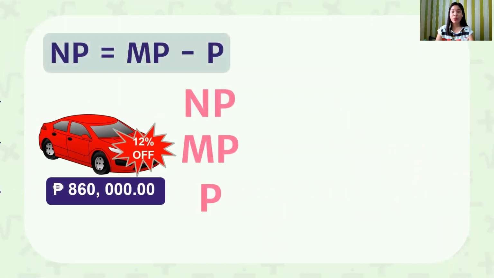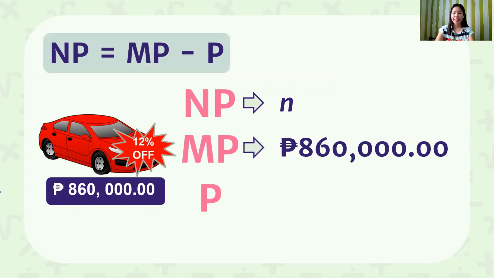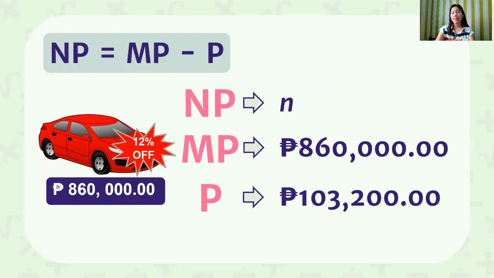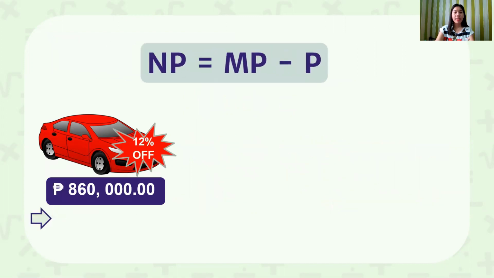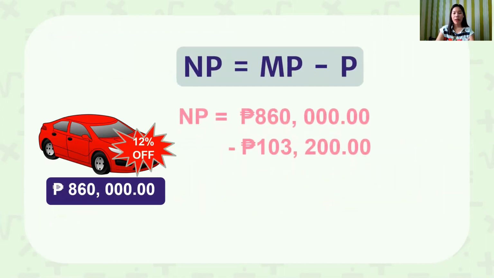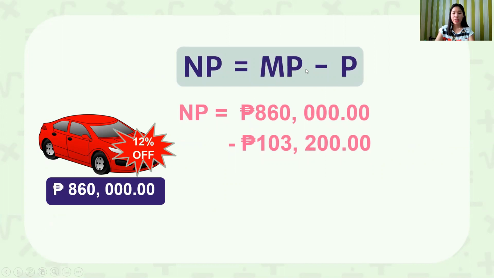Next is to look for the sale price, with the formula NP is equal to MP minus P. NP or net price is the one that we will be looking for. MP or the marked price is 860,000 pesos, and the one that we've solved earlier, the discount, is 103,200 pesos. We will simply subtract them out. We will subtract 103,200 pesos from 860,000 pesos.